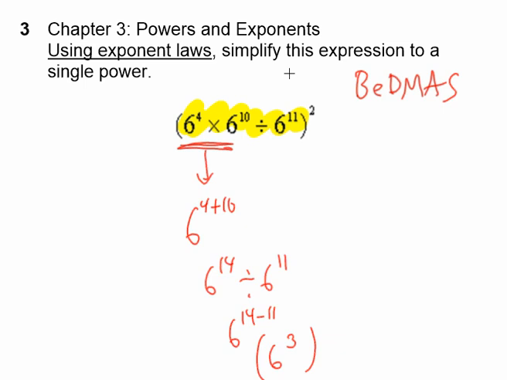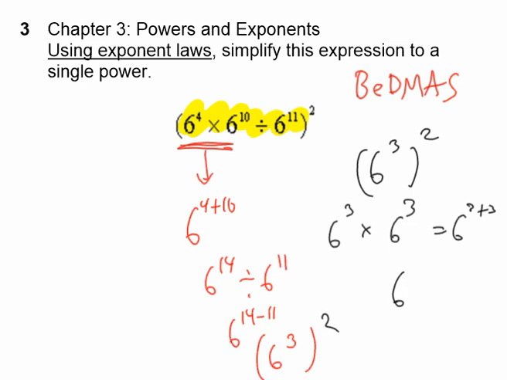And then this exponent of 2 is outside the bracket. And our final step is, what is 6 cubed squared? I'll just put 6 cubed squared. So what is our exponent law when we have a power to an exponent? Remember what this is. This is 6 cubed squared, which means 6 cubed multiplied by 6 cubed, which we know will be 6 to the power of 6.